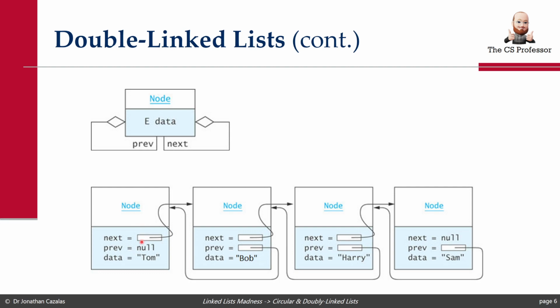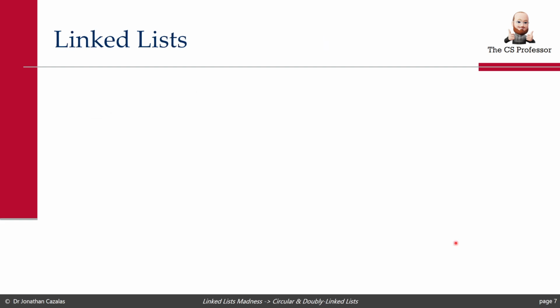We have this first node, which is Tom. Tom points over, these are fantastically creative names from the publisher of this book, by the way, Tom points over to Bob, Bob points over to Harry, Harry points over to Sam. The previous of Sam points back to Harry, the previous of Harry points to Bob, the previous of Bob points back to Tom. Now Tom has no previous because Tom is the first node, and so Tom's previous would be null. Similarly, the next of Sam will be null because there is no node after Sam. Just like a linked list, but now we have a previous in addition to that next.